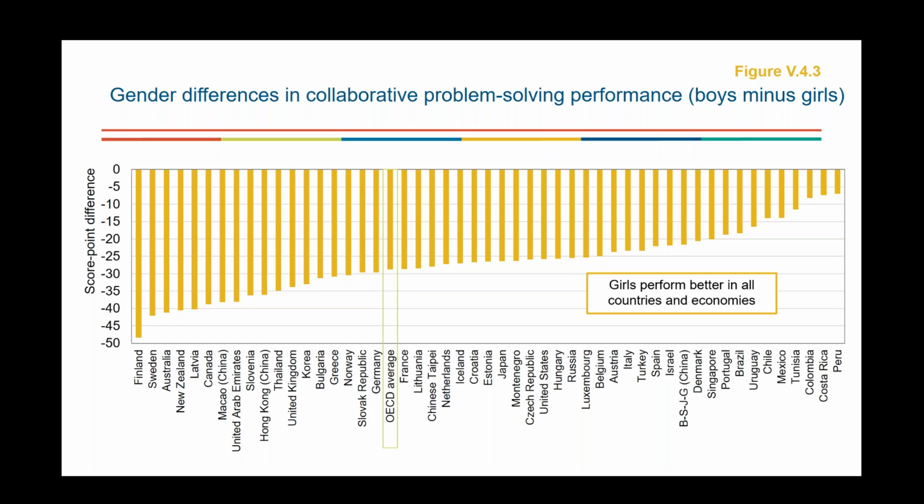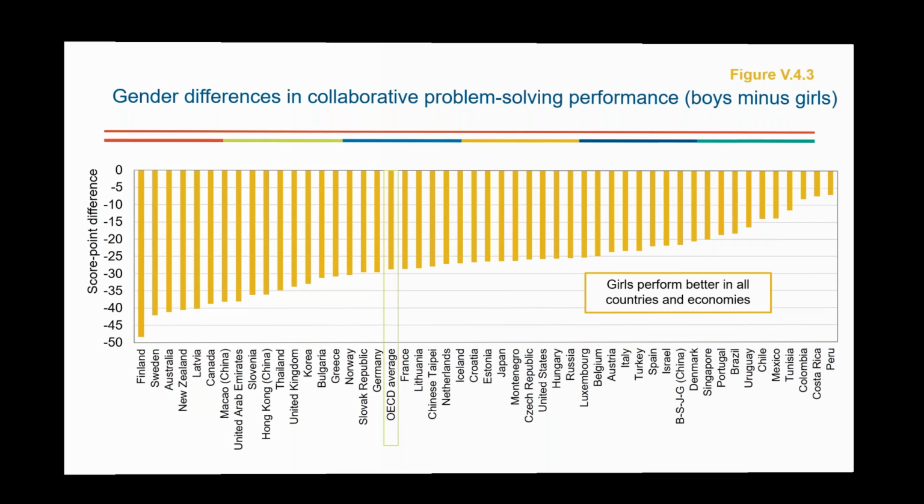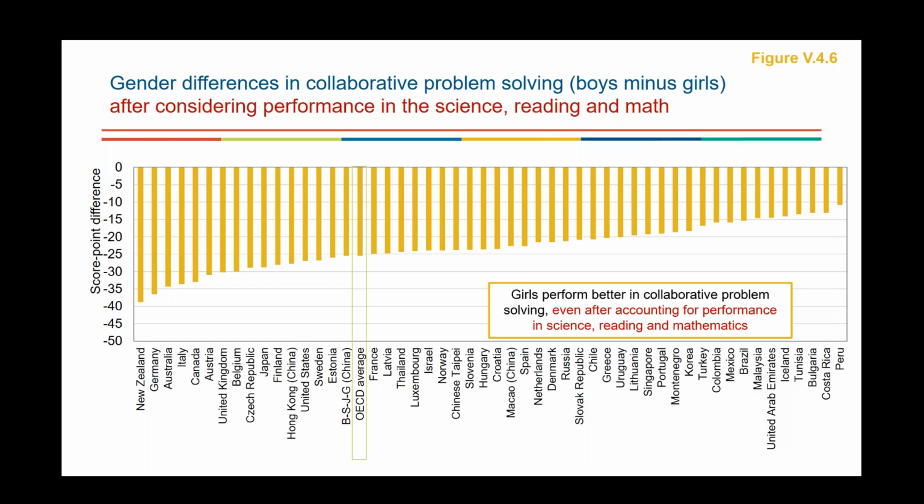Now you talk about, in some countries, 30, 40 score points on PISA, and on most scales, 30, 35 points is the equivalent of a school year. So these differences are fairly large. You may still wonder to what extent what you see here is simply a reflection of girls also doing better in reading. But we have looked into this. On this chart, now you see basically the gender differences after considering student performance in science, reading, and math.